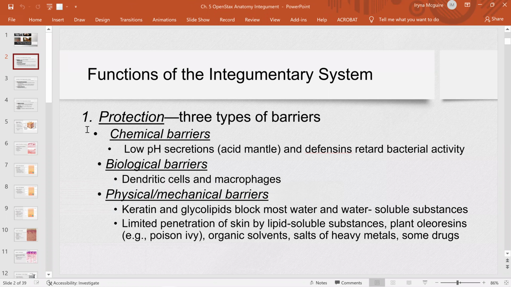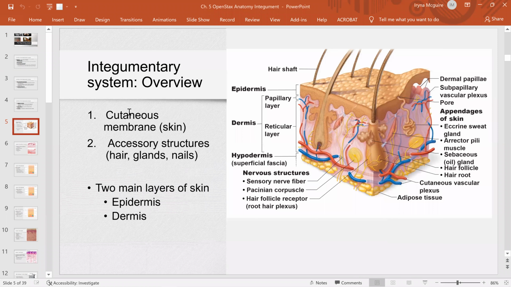Mostly when we're talking about the integumentary system here, we mean your skin, really. You know what, let's get over here first before we start talking about function. Your integumentary system is made of skin. That's the major organ and the biggest organ of this system, and accessory structures such as hair, glands, and nails, right?